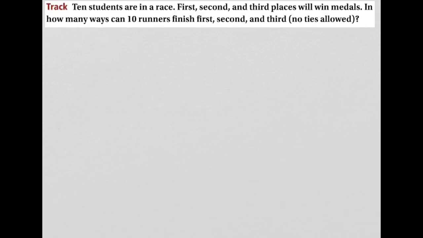So go ahead and take a look at this next problem. 10 students are in a race. First, second, and third place will win medals. And again, it makes a difference if you're in first or second. You either get a nice gold medal or a kind of nice but not as nice silver medal. We want to know in how many different ways these 10 runners could finish first, second, and third. And we're just saying that tying is not a possibility, for whatever reason. There's a head-to-head, they duel or something like that.